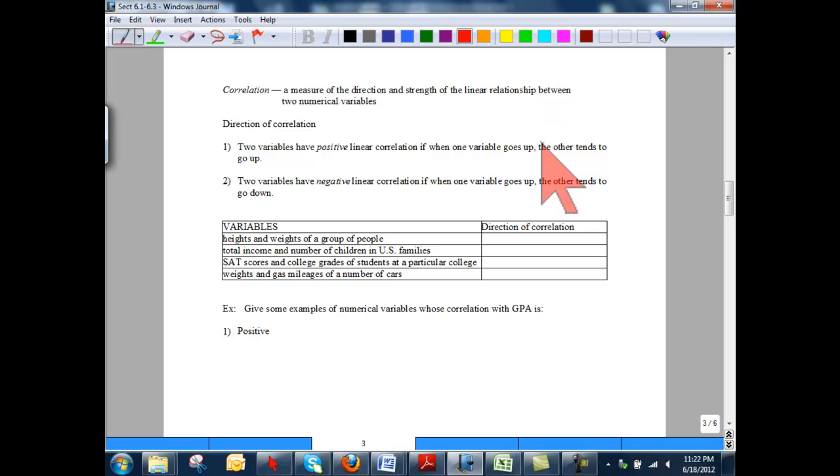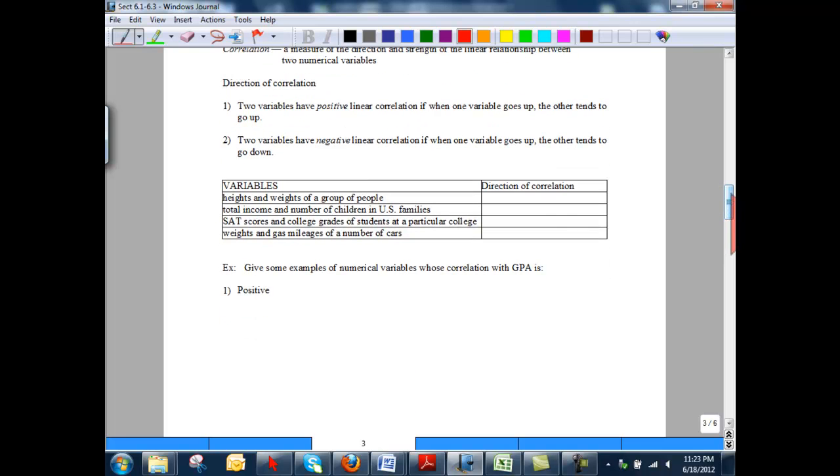Okay, let's first talk about the direction of correlation. Two numerical variables can either have positive correlation or negative correlation. We'll say the variables have positive correlation if when one variable goes up, the other tends to also go up. And negatively correlated means when one variable goes up, the other tends to go down. That is, they move in opposite directions. Let's look at some examples.